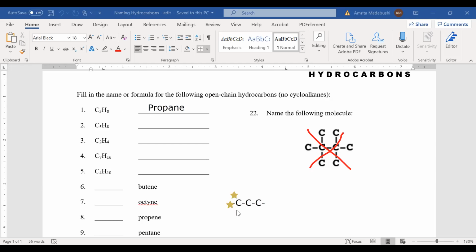One, two. For everyone's benefit, I'm just drawing here. Okay, C3H8, that does make a propane. So that's C5H8. So 1, 2, 3, 4, 5. Okay.